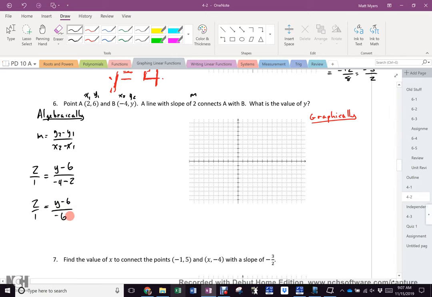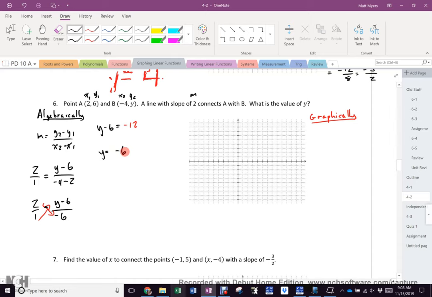Negative 6. I heard. How do you solve this? Multiply what? There's a long way to do it, and then there's a shortcut. What's the shortcut to do any time in all of mathematics when you have anything equals a fraction? Cross multiply. What is 1 times y minus 6? This is not a trick question. Y minus 6. What is 2 times negative 6? Now what's your job? Isolate. Do it. What does y equal? Negative 6. Yeah? Everyone agree?